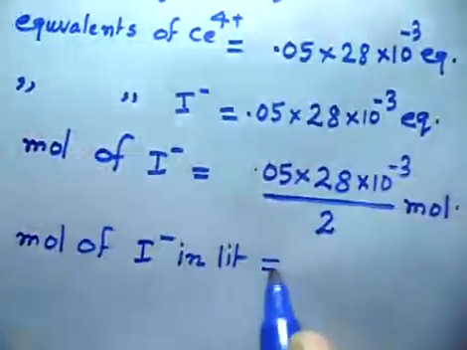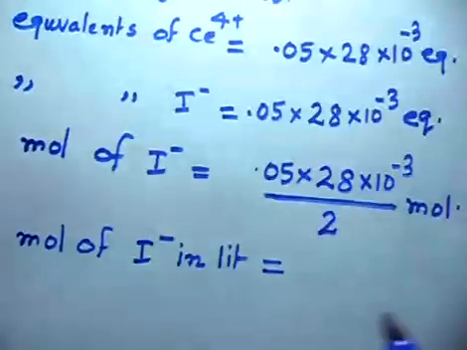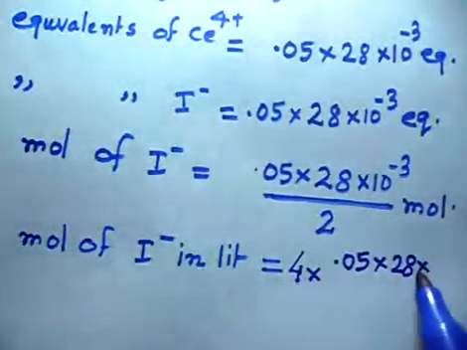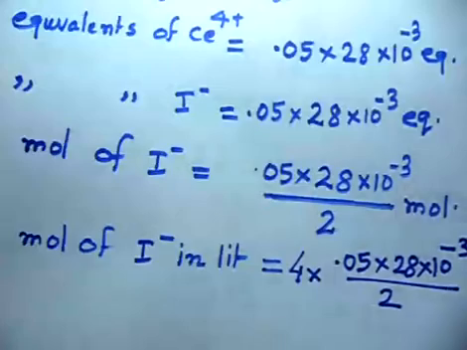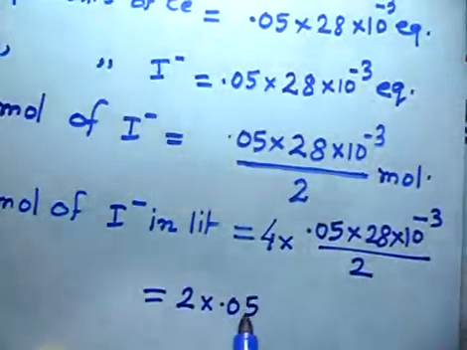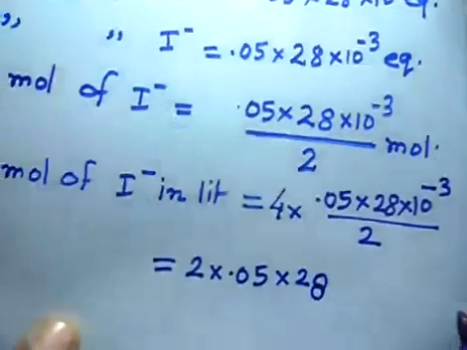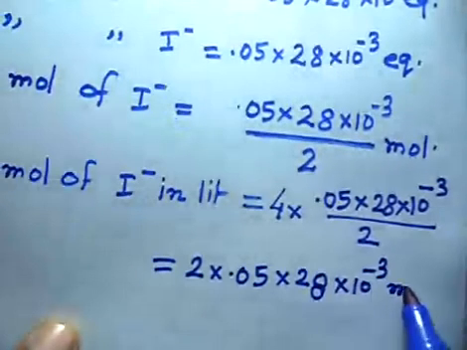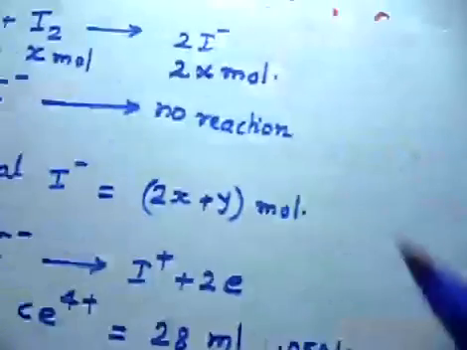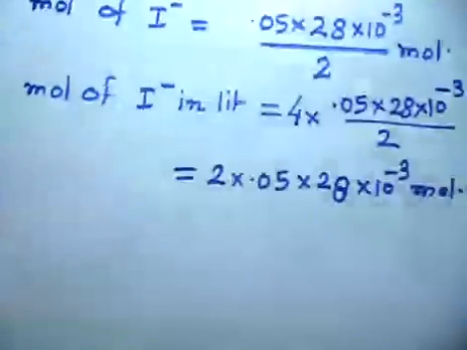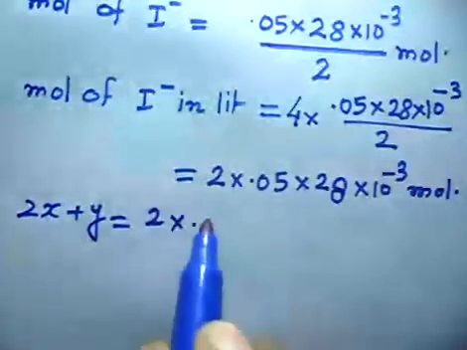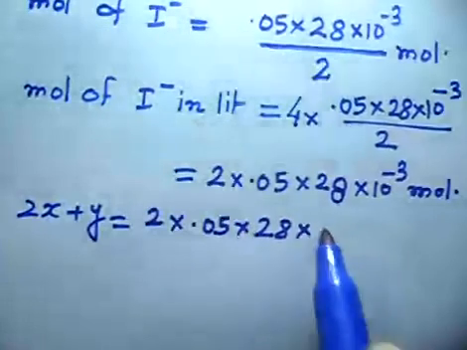So this will be equal to 4 into 0.05 into 28 into 10 to the power minus 3, divided by 2. So this is the mole of I minus. This comes out to 2 into 0.05 into 28 into 10 to the power minus 3 mole. So this is the total mole of I minus, and you see, the total mole of I minus is 2x plus y. So 2x plus y is equal to 2 into 0.05 into 28 into 10 to the power minus 3.